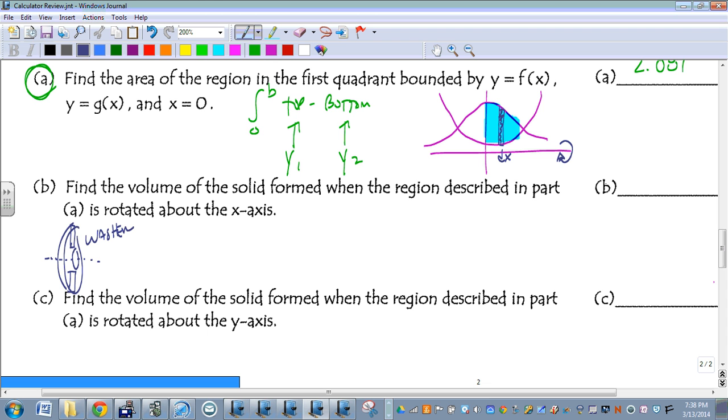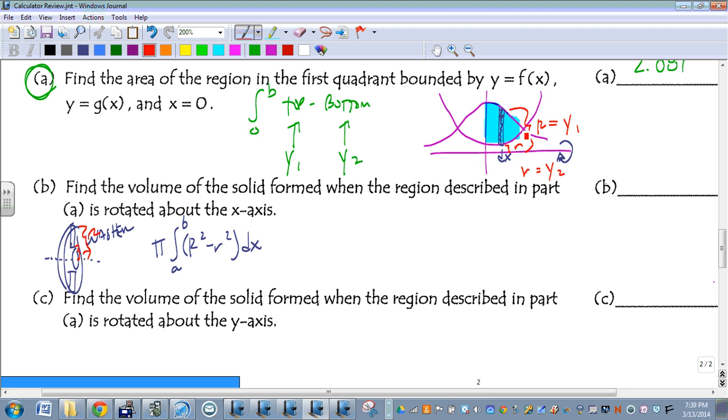Alright, so washer, remember, is going to be pi times the definite integral from a to b of big radius squared minus little radius squared times dx. So if we're looking at this, that's our little radius, that's our big radius. Transferring it to here, little radius goes to that parabola. Big radius goes to our e to the cosine of x. So e to the cosine of x, that's our big radius, that was y sub 1. And our little radius is going to be y sub 2.